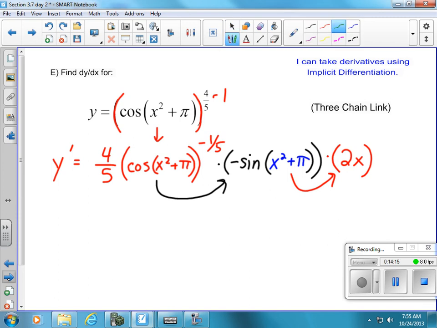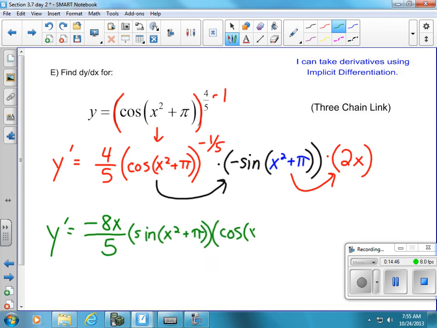This is your answer. Let's rewrite this just to make it look more presentable. We have a negative, a 2, and a 4. So that's negative 8. We have an x that goes on the top, and we have a 5 down here in the denominator. All right, then we have a sine. I already accounted for my negative on the sine. Sine of x squared plus pi, and we have a cosine of x squared plus pi. And that is the end of our lesson. 3.7, day 2.